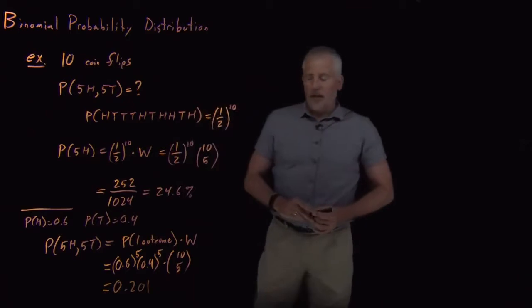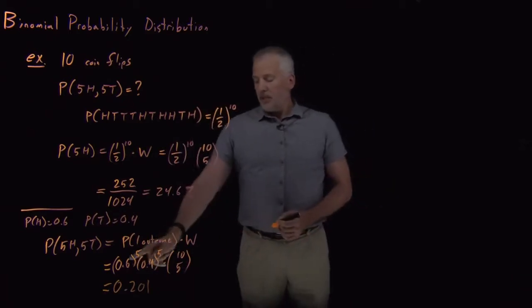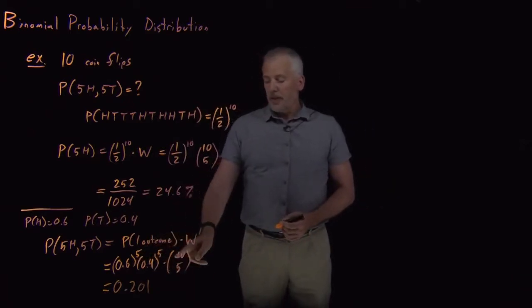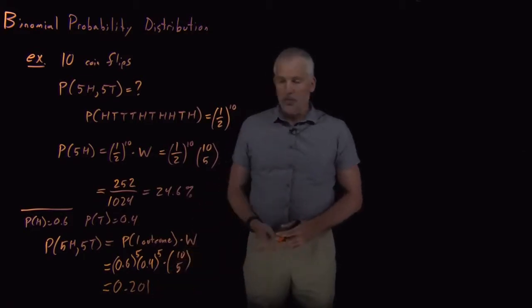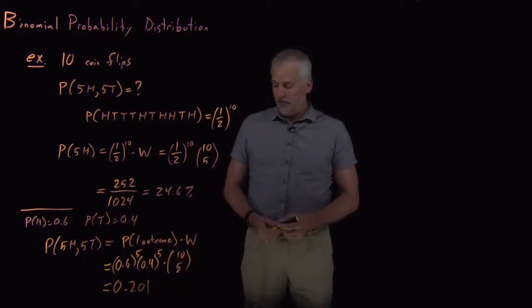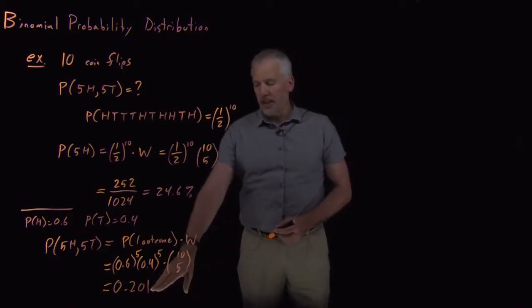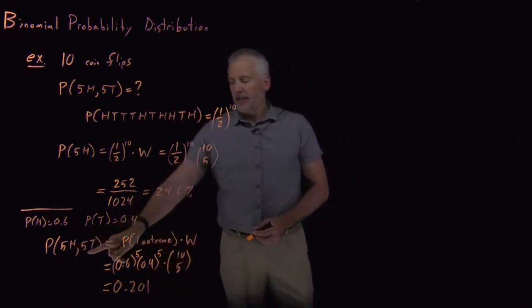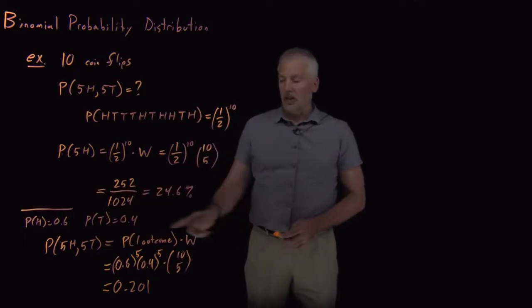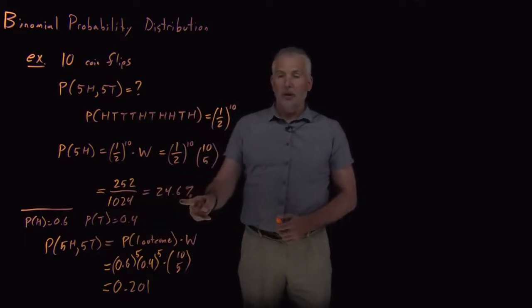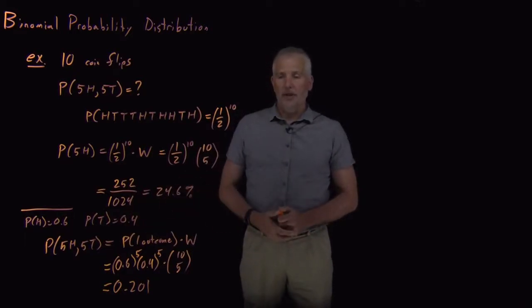and write down what the calculator tells us, 0.6 to the 5th times 0.4 to the 5th times 10 factorial over 5 factorial over 5 factorial. That works out to be 0.201 roughly. So there's only about a 20% chance of getting half heads and half tails for my unfair coin. It's a little less likely than it was before because the coin is no longer a 50-50 coin.